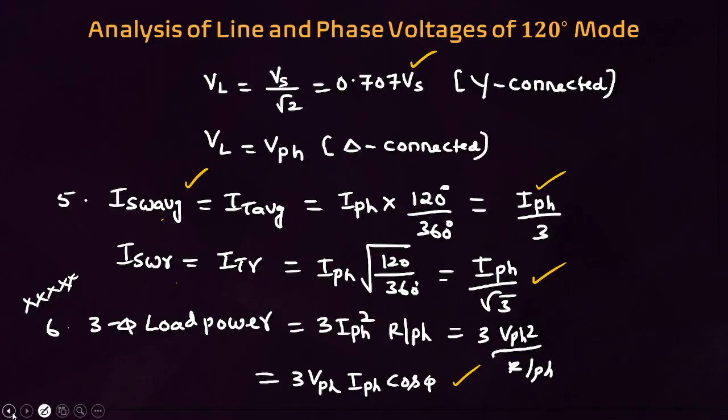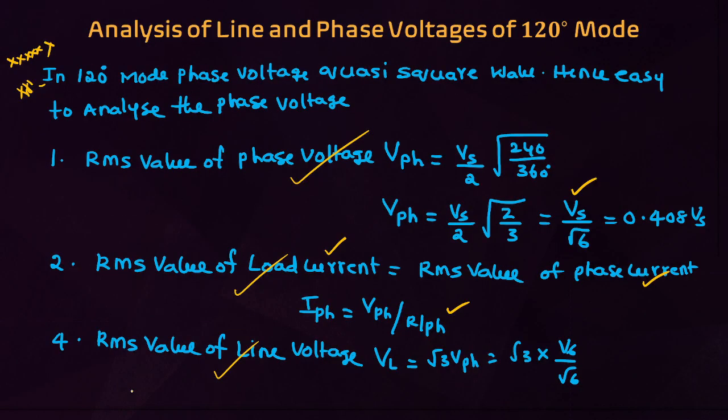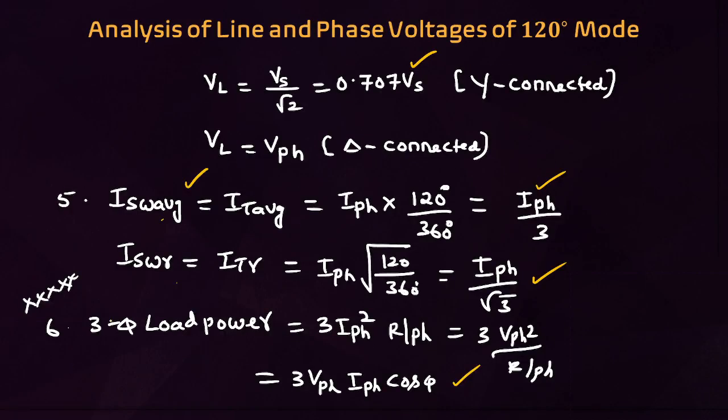Every formula is important. Phase voltage 0.408 Vs, phase current I phase equal to V phase by R. This phase current is also called load current. Phase current and load currents are equal. RMS value of line voltage is 0.707 Vs. Then the average value of switch current and RMS value of switch current. Here the thyristor is also used as a switch, that's why switch current or thyristor current is asked. Same formulas we have to apply.